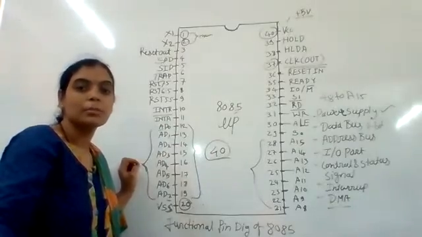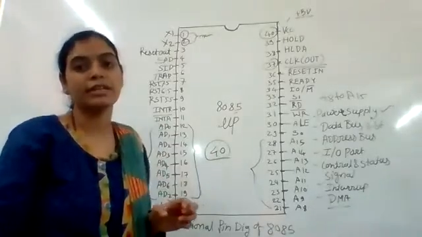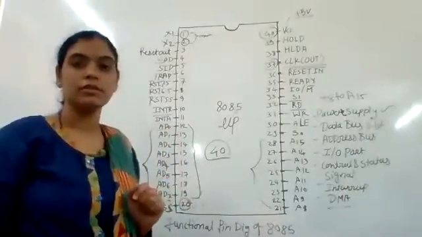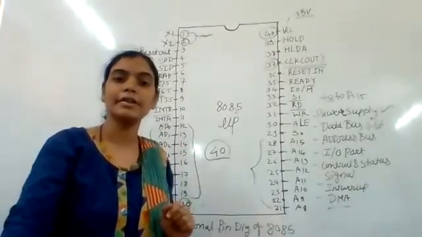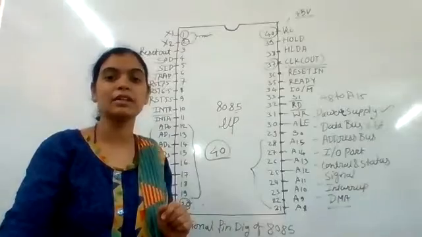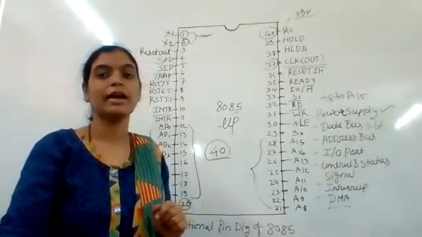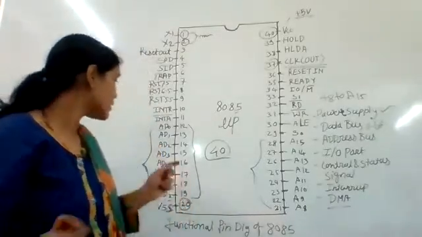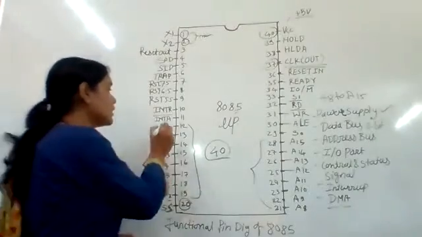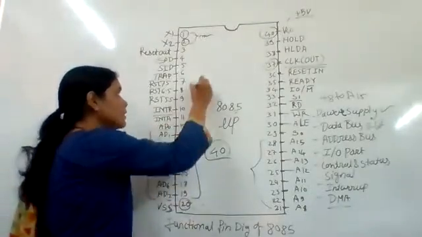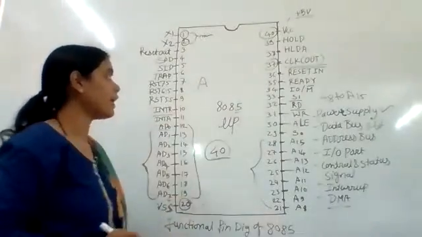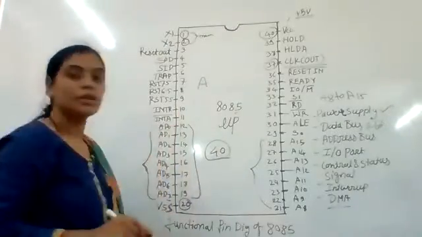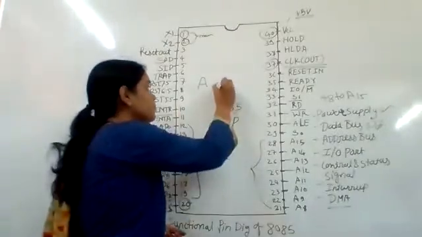Pin number 12 to 19 are the address or data bus multiplexed lines. The address bus is denoted by A, whereas the data bus is denoted by D.